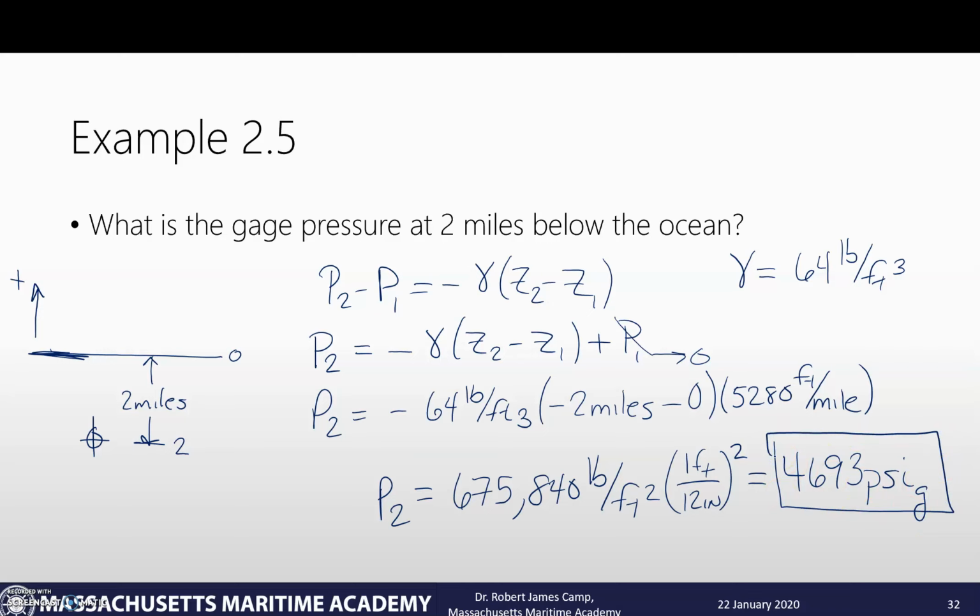So how is this different from absolute pressure? Well, absolute pressure means that we'd add 14.7 psi to that. So we would end up with 4,700 and change. So in this case, gauge pressure, absolute pressure doesn't really matter because 4,693 psi as opposed to 4,700 and change psi, not a big difference.